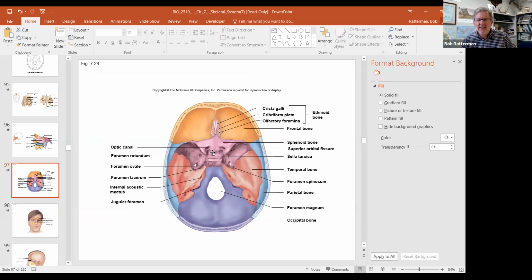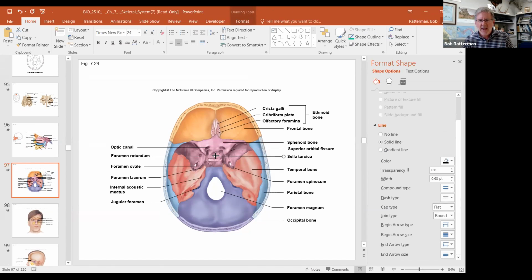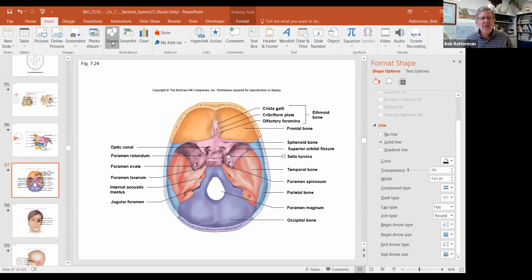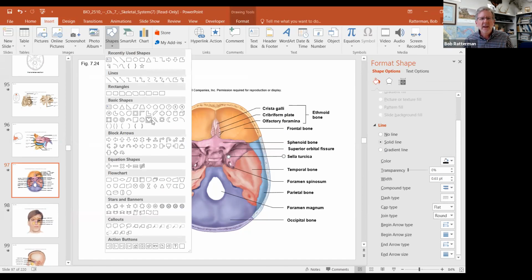Here's the hypophyseal fossa, right where the triangle or arrow is. What sits in that hypophyseal fossa? The pituitary gland. Now I know it says sella turcica, but really what they should have done is expanded this. They should have done something like this.